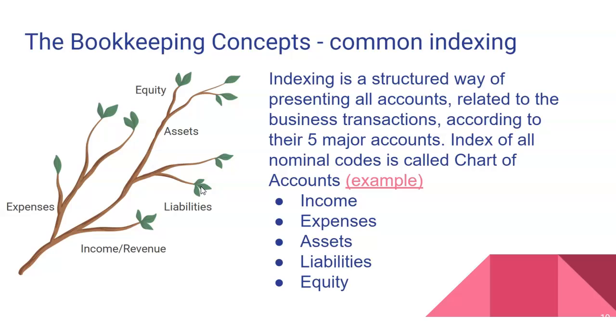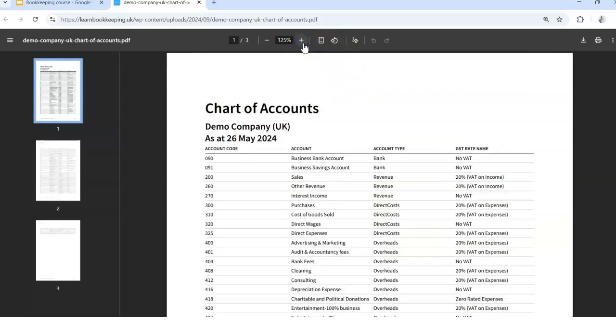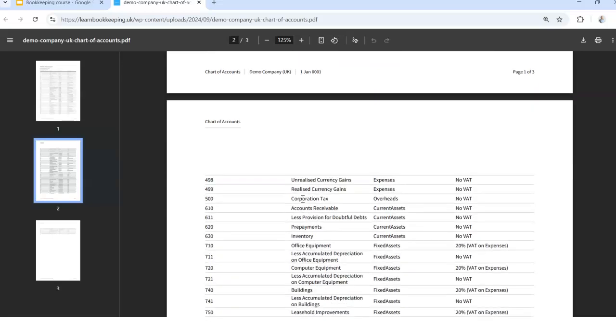But it's very important to remember the indexing of all nominal accounts is called chart of accounts. Let's have a look at an example. Here we have a chart of accounts of a demo company from software called Xero. And as you can see, the list is really big.